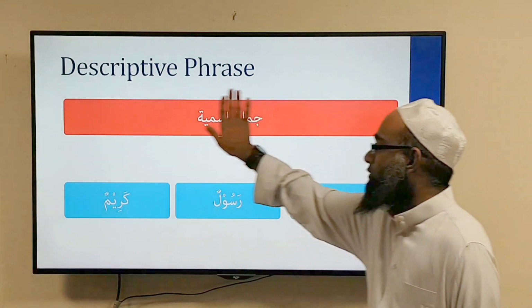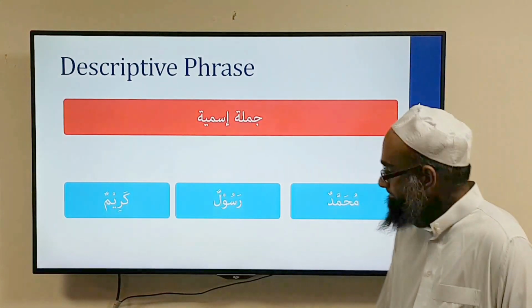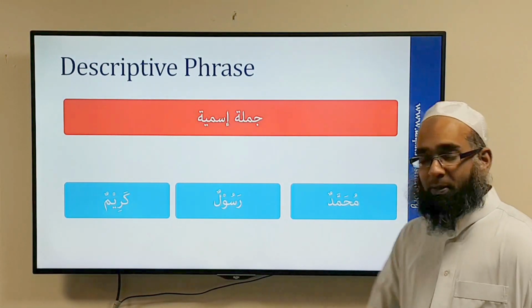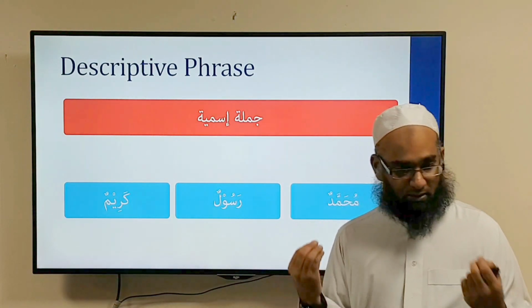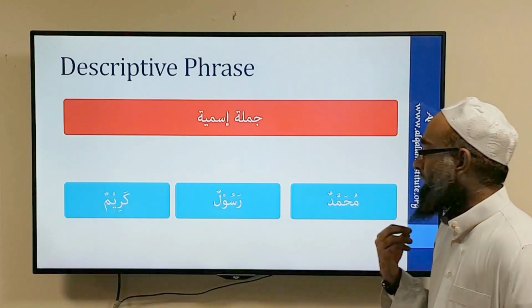First word is a noun. So straight away we know it's jumlatun ismiya. Correct? Right. Now, when you have jumlatun ismiya, the next thing our mind should be asking is what? Mubtada khabar. What's the mubtada? What's the khabar?